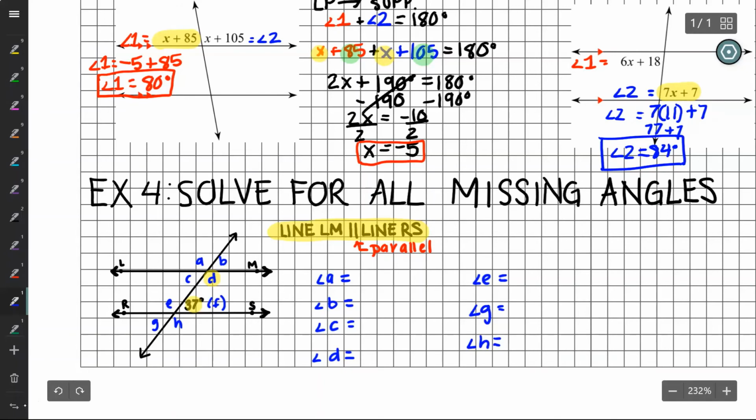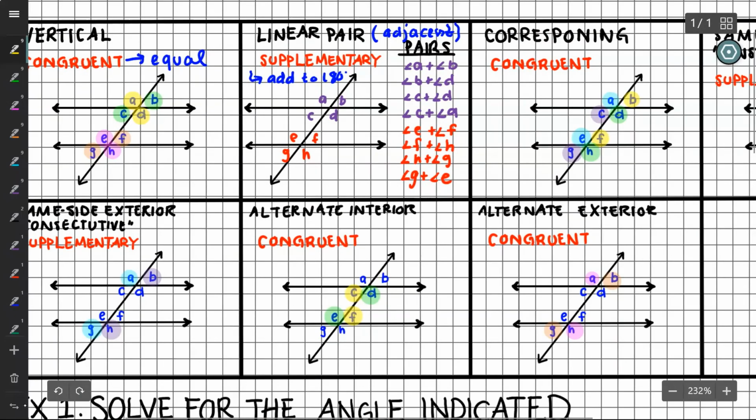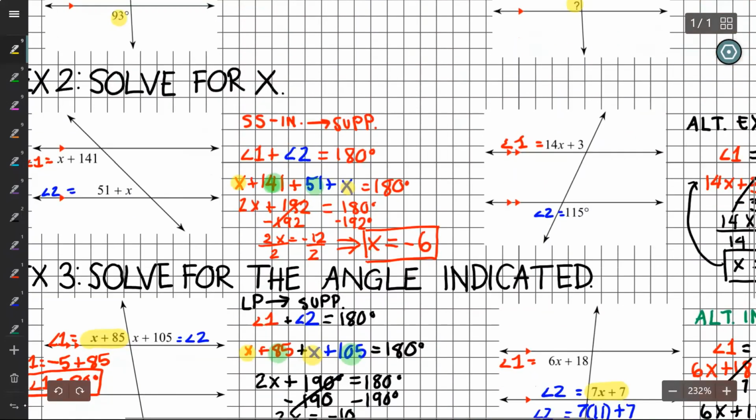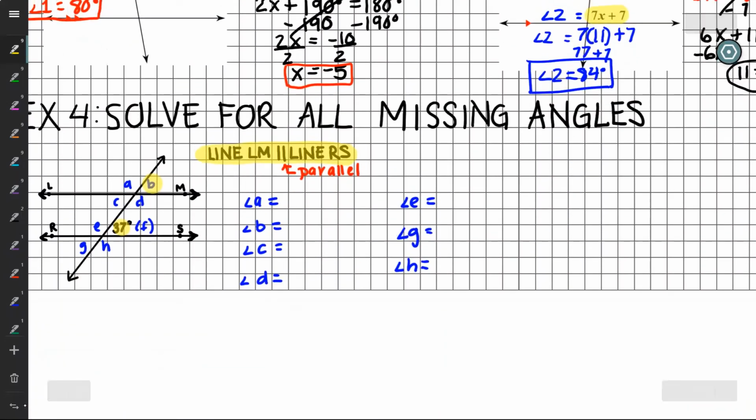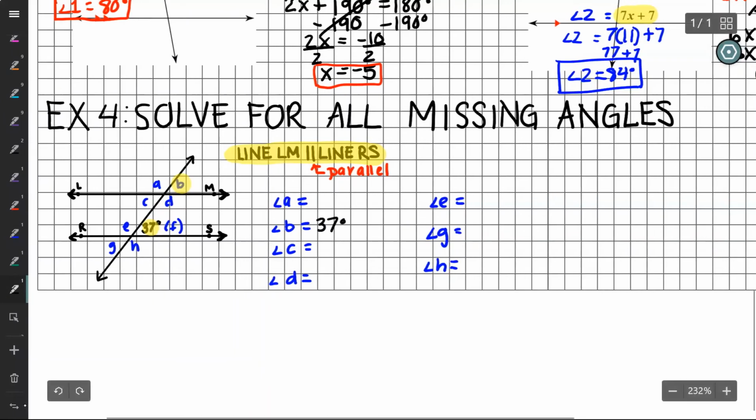Alright, so angle F and angle D, wrong one. Angle F and angle B are corresponding. Corresponding angles, like we see in our table, are congruent. So that means that if angle F is 37 degrees, angle B is also 37 degrees. Alright, so now let's see what other relationships we can pull up.